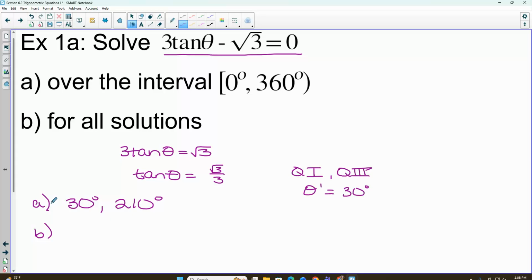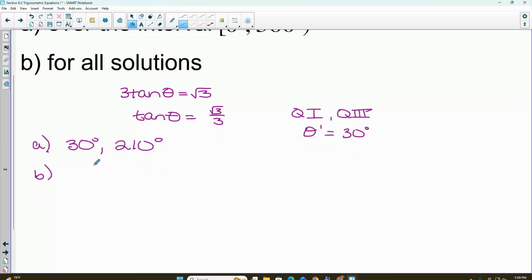B, I said for all possible solutions. So think about our circle. We said it happens at 30 and 210. But what happens if I go around my circle again? Will it also happen at 390? And again, right? There's no stopping point. How many degrees does it take to get all the way around my circle? 360.